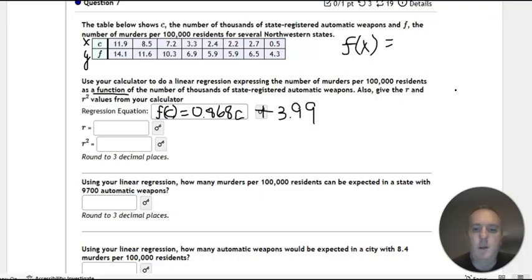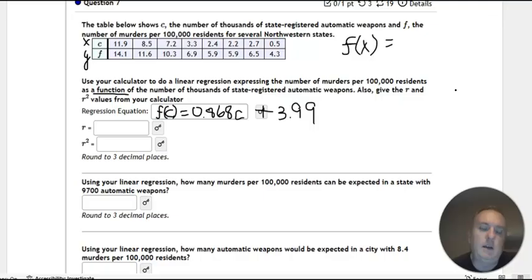Okay, so here's my function. F of c is equal to 0.868c plus 3.99. I believe it was 3.9895. So when we rounded to 3 decimal places, it's basically 3.990, but we're not going to write that trailing 0.